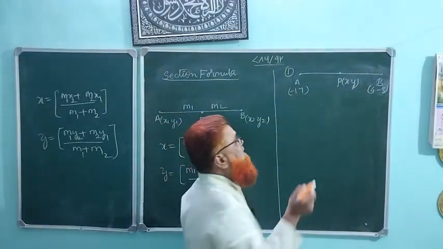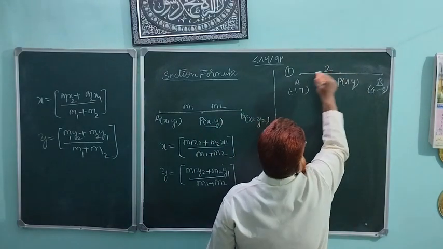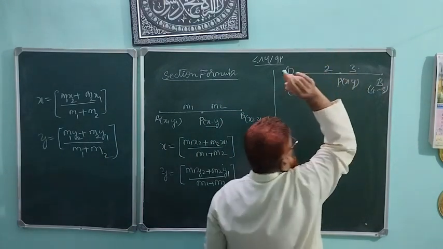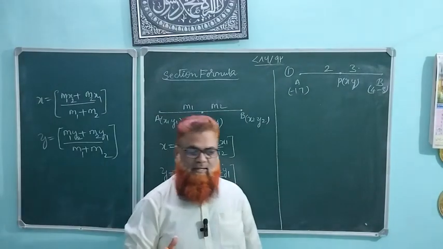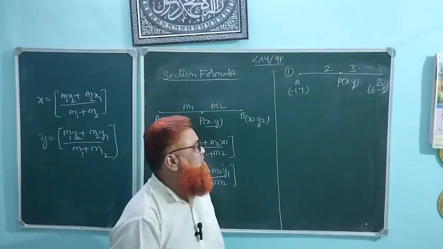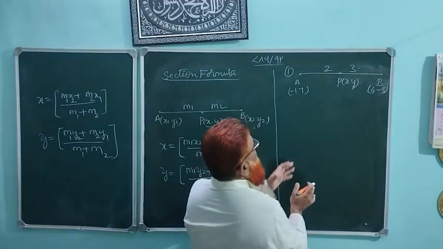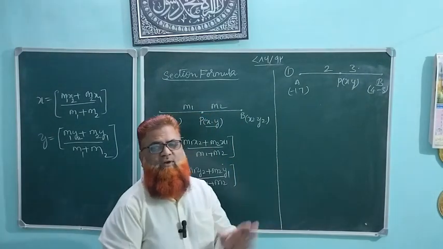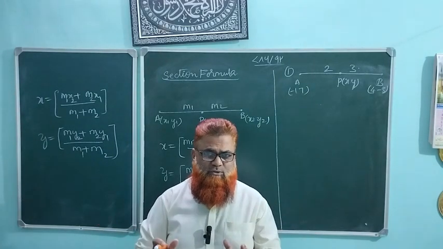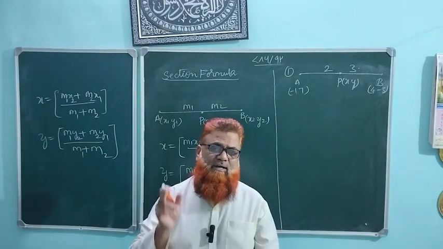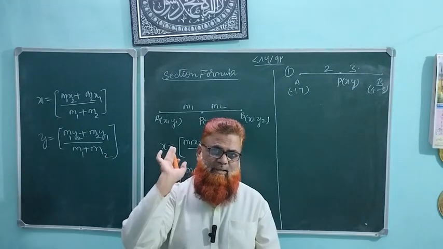The ratios are given. P divides AB in the ratio 2:3. P divides the given line AB in the ratio 2:3. What you have to do, you should solve directly, because you have to find the point which divides the two given points in the ratio 2:3. What are the coordinates of that point P?